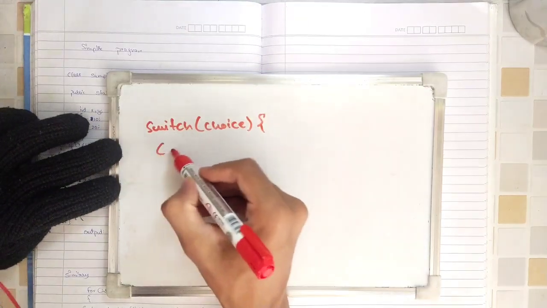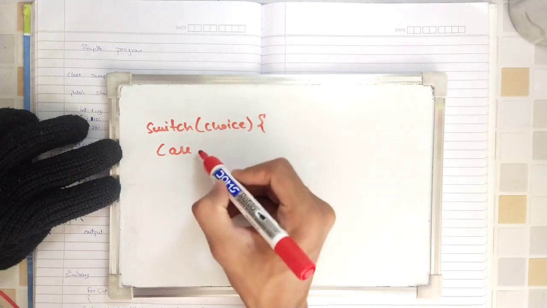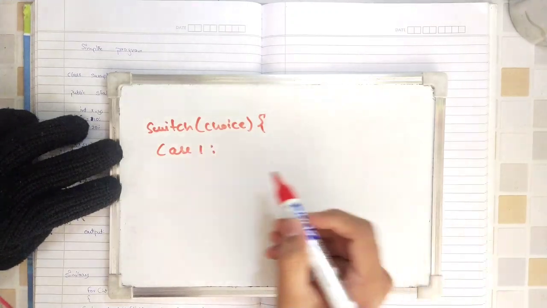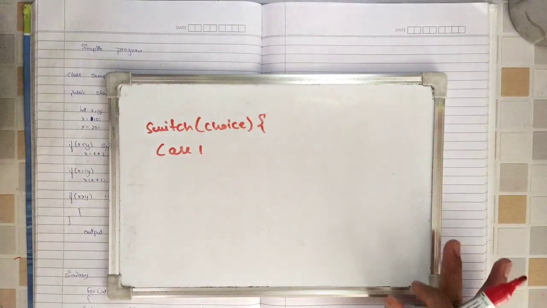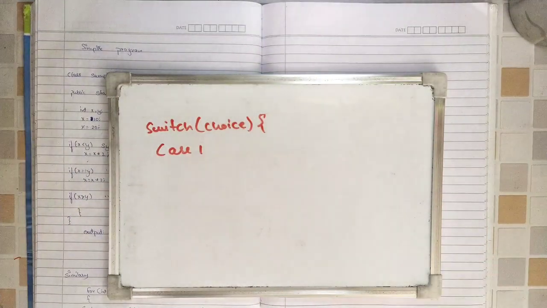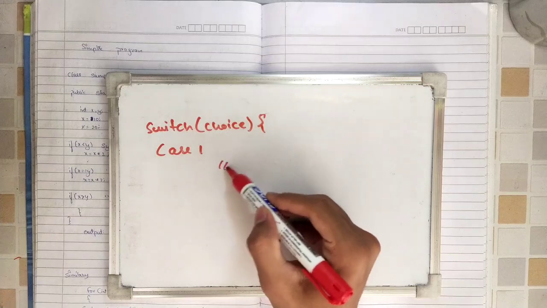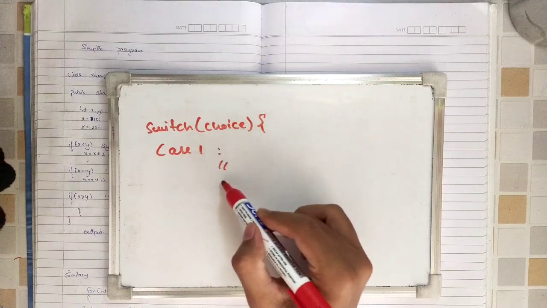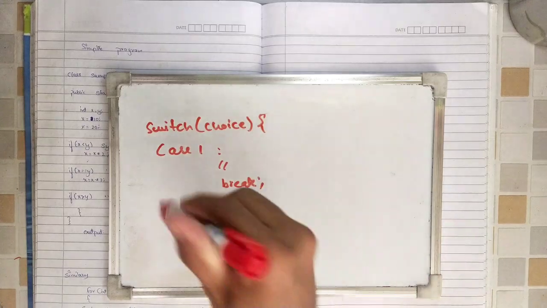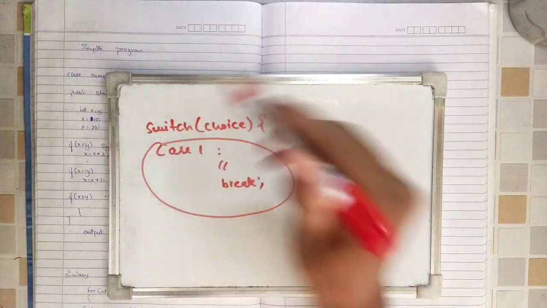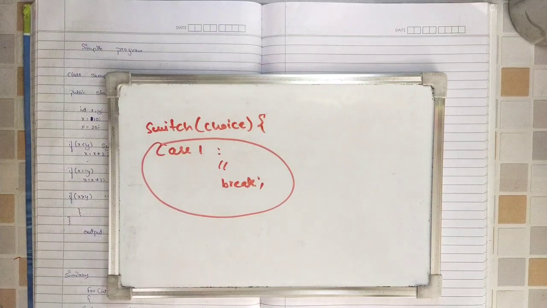Here I'll have cases. N number of cases can be used. Case 1 like this, case 2, case 3. These kinds of things can be used in Java. In a case we have some particular code, and then we'll break. Why we use break is to come out of this case. Let me explain more properly.